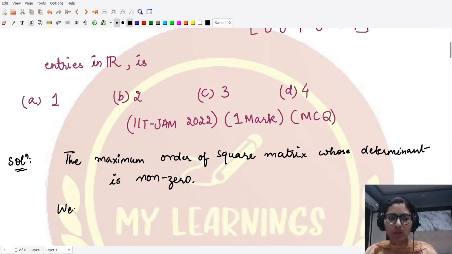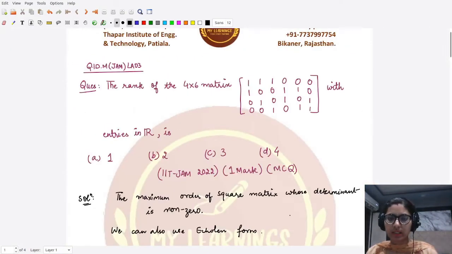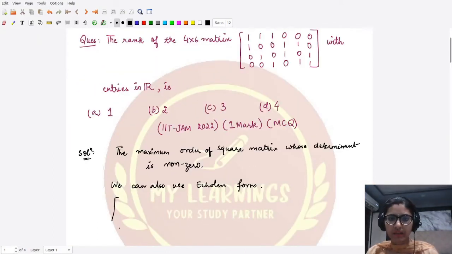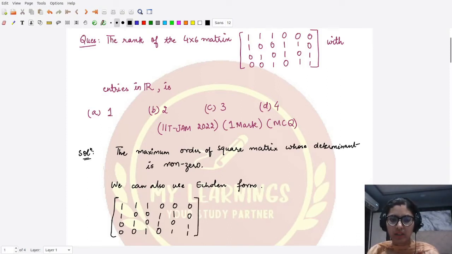We can also use the echelon form in order to determine the rank of a matrix. So let's see how. Let's note down our matrix first of all. The matrix is 1 1 0 0 1 0, 1 0 1 0 0 1, 0 1 1 0 0 1, 0 1 0 1, then 0 0 1 and 1. So this is the matrix that is given to us.